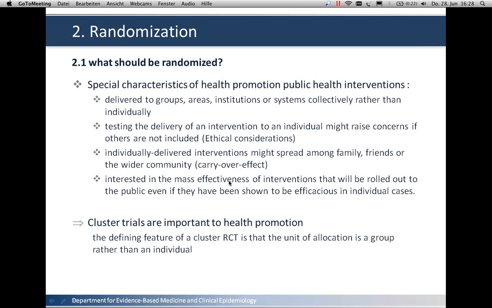We are interested in the mass effectiveness of interventions that will be rolled out to the public, even if they have been shown to be efficacious in individual cases. That's the question: does it also work in bigger groups compared to individuals? This means, especially for health promotion, cluster trials are important. The defining feature of a cluster RCT is that the unit of allocation is a group rather than an individual. And it is a cluster RCT not because of methodological considerations, but because of practical implementation considerations.